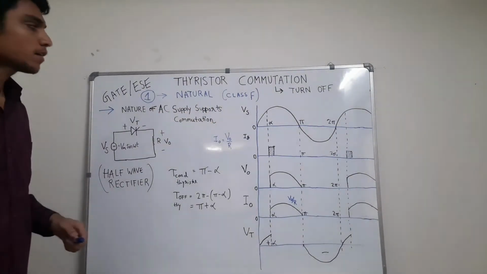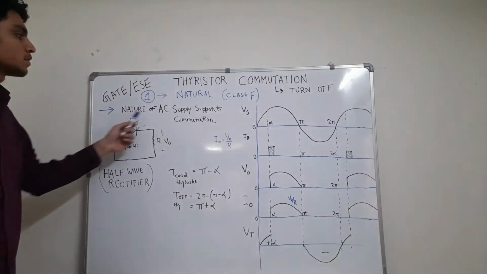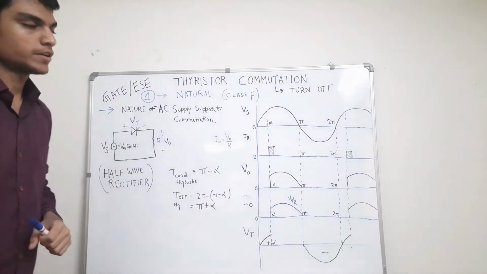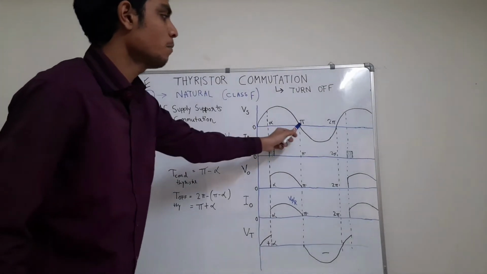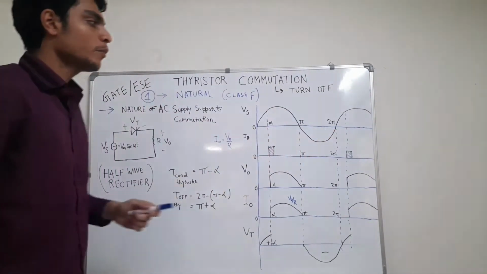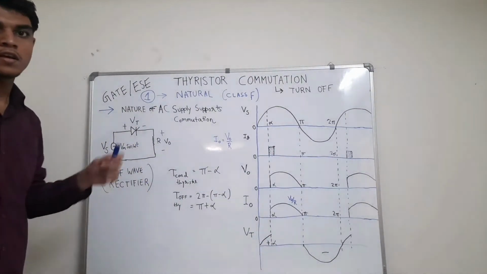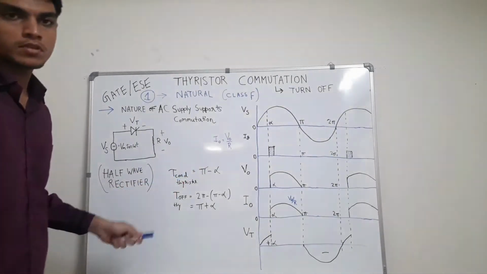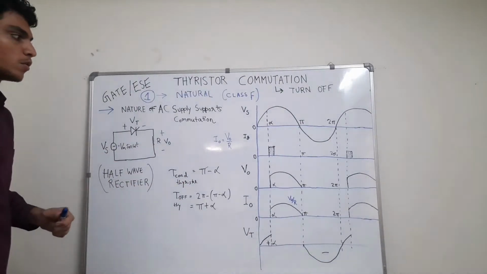Let's see the natural commutation technique, that is class F commutation. In this technique, the sinusoidal nature of the AC supply supports the thyristor commutation. Now it has natural zeros at 0, pi, 2 pi. That will be helpful in making the current zero through the thyristor. Remember, there were two techniques: first was current and second voltage. So here we will make current through the thyristor zero.